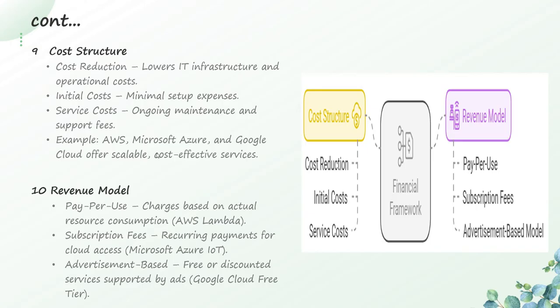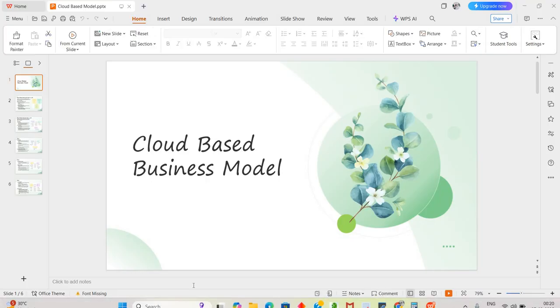And for pay per use, the example is AWS Lambda, which charges based on the number of function executions. In the subscription fees, the example is Microsoft Azure IoT, and it offers tiered pricing for different levels of the cloud services. And for advertisement based, the example is Google Cloud free tier, where it provides limited services while promoting the premium upgrades. So this was about the cloud based business model.